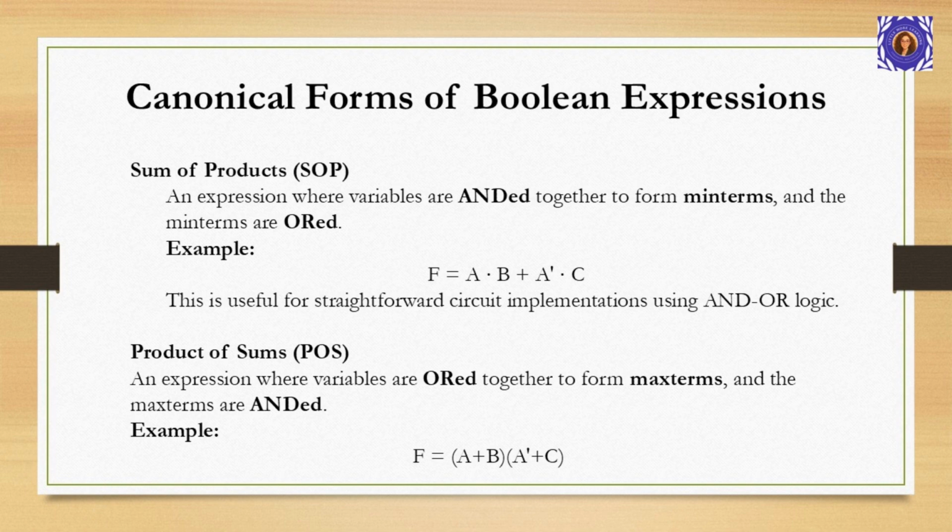Product of sums, POS. In product of sums form, we OR variables together to form maxterms, then AND these maxterms together. For example, f equals the quantity A plus B times the quantity A prime plus C.